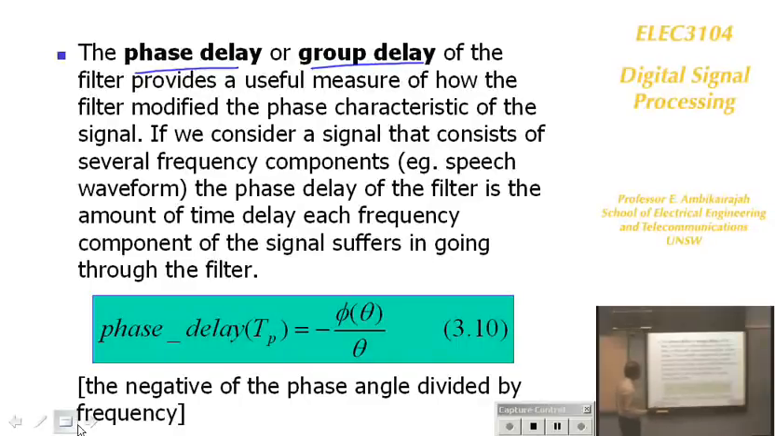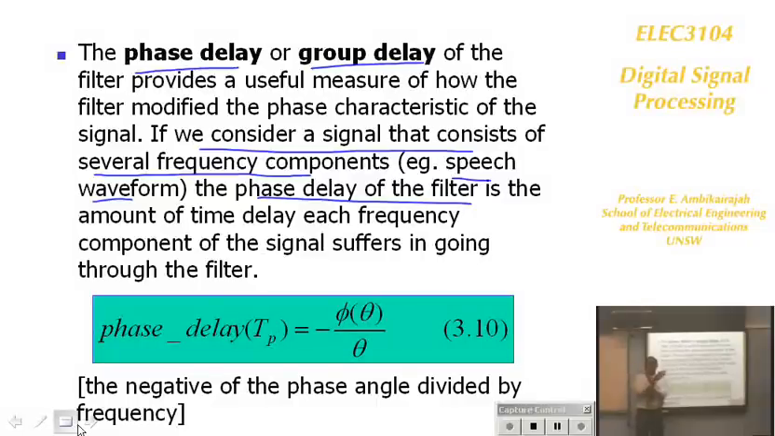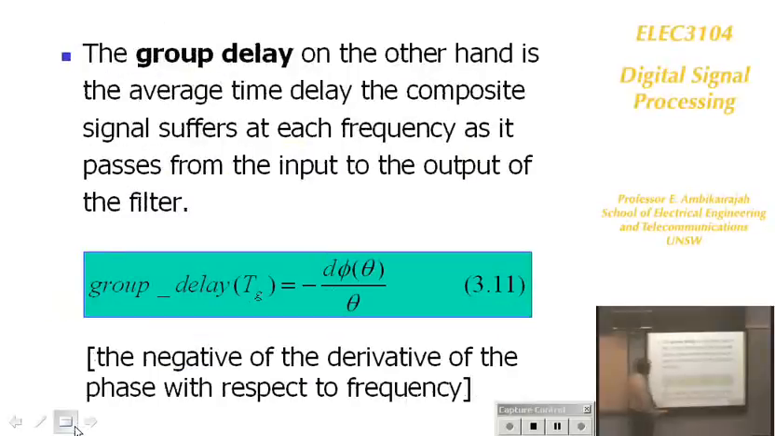So what is the phase delay? What is the group delay? If we consider a signal that consists of several frequency components, for example speech, the phase delay of the filter is the amount of time delay each frequency component of the signal suffers in going through the filter. So you've got a filter, a signal has to go through, it takes a certain amount of time. That's called the phase delay. It is defined as minus phi(theta), the phase angle, divided by theta. It's the negative of the phase angle divided by the frequency. If you use positive, that's possible as well, but the delay is there, so we normally use a negative sign. As long as you know, you can use a positive sign, that's understandable, but the definition is delay.